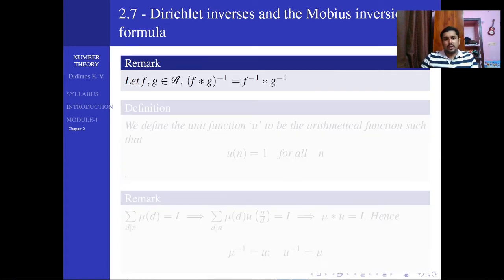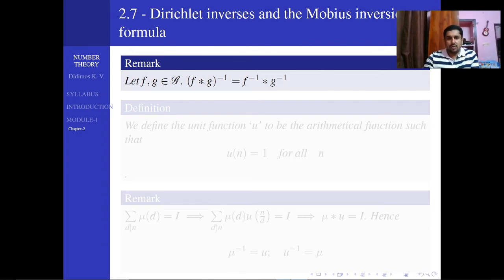Since it is an abelian group, there is an important remark: f, g belongs to G. Then what is the inverse of f star g? The inverse of f star g is nothing but f inverse star g inverse. In an arbitrary group, the inverse of f star g is g inverse star f inverse. Here we have the commutativity, so you need not worry about the order of the inverses.